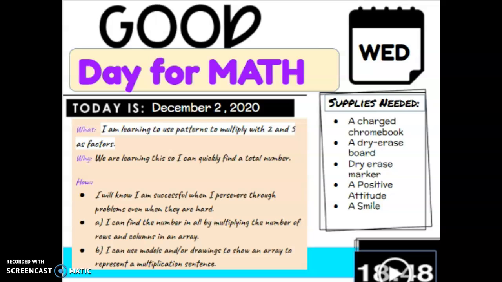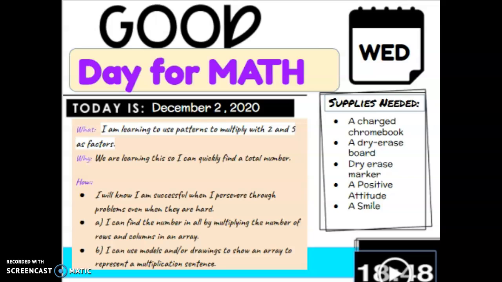And I'm showing you these because you may be required to do them in an exam sometime in the future, but I also want you to be able to multiply numbers using strategies that we've been learning in class. So what we're going to do today is talk about patterns that we see for factors of 2 and 5.